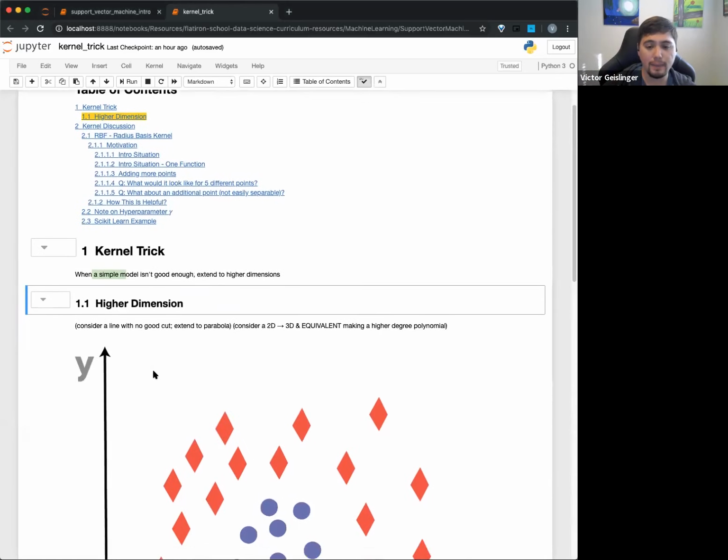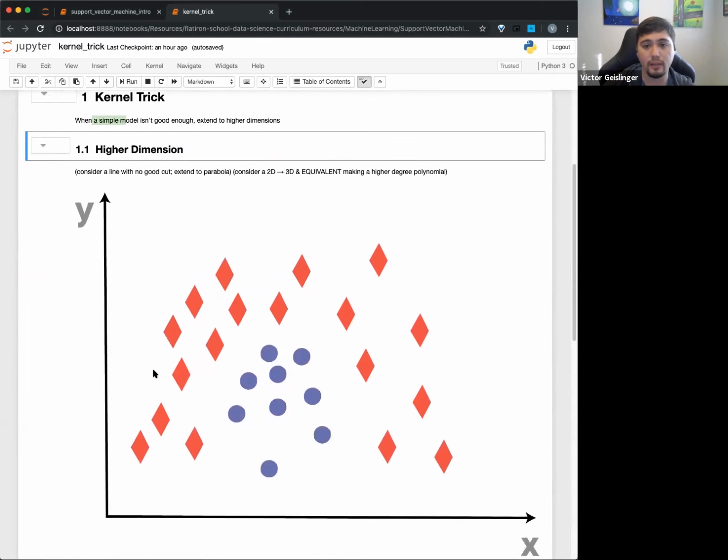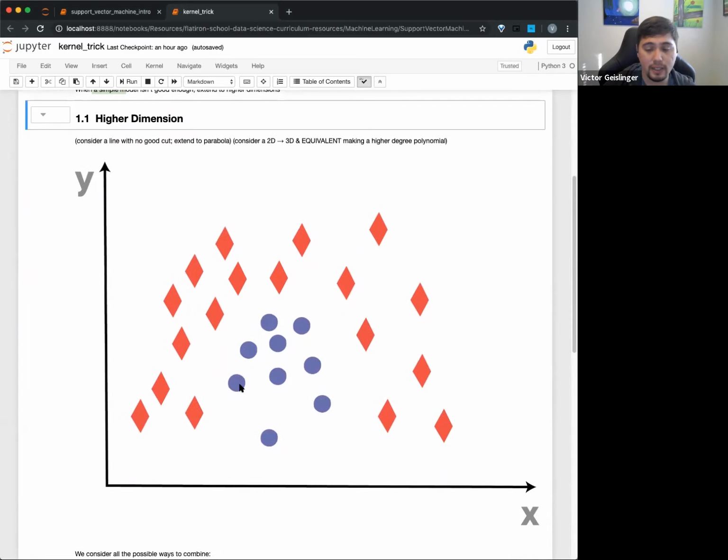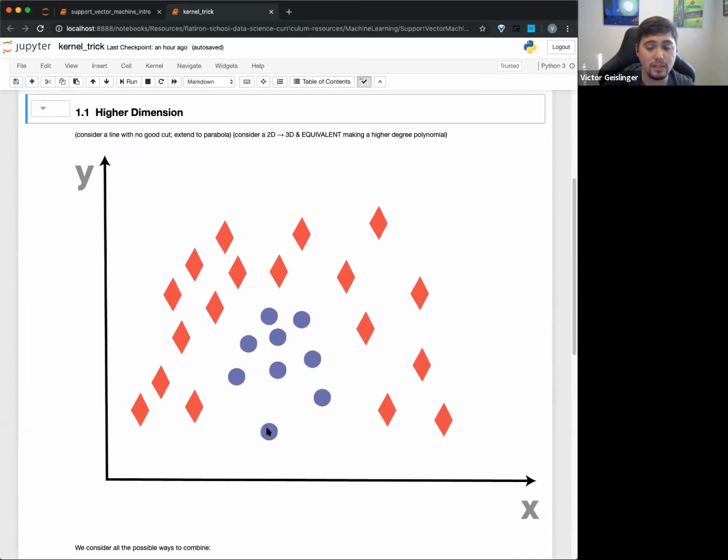So here's one, for example, for the curriculum, but I consider a line with no good cut extended to parabola. So that's kind of like what Tara just said: we could just make it into a parabola. Equivalent to here, if we had 2 dimensions, you can see there is no straight line I can do to separate this.